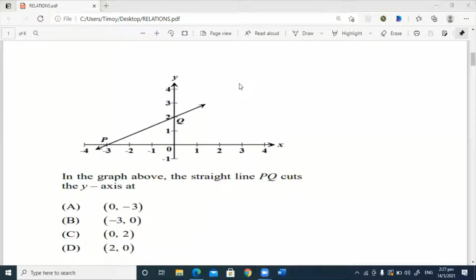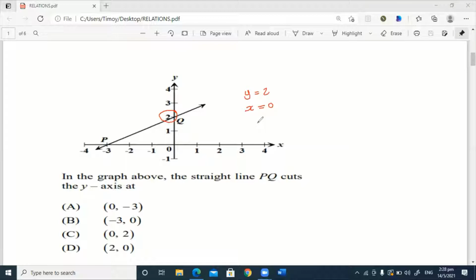Next question. In the graph above, the straight line PQ cuts the y-axis at, we're looking for, this is a straight line PQ, and it intersects the y-axis at 2 here. So it intersected at y equal 2. Now, what's the point here? So y is equal to 2. That's where it intersected. But what's the x component? The x component is going to be 0.